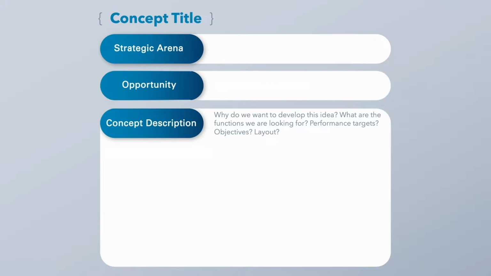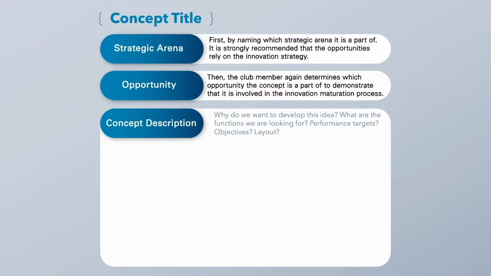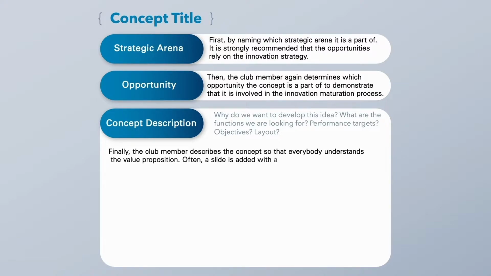The first page of the concept deck aims at describing the concept. First, by naming which strategic arena it is part of. It is strongly recommended that the opportunities rely on the innovation strategy. Then the club member again determines which opportunity the concept is part of to demonstrate that it is involved in the innovation maturation process. Finally, the club member describes the concept so that everyone understands the value proposition. Often a slide is added with a visual representation so the image becomes clear for everyone.